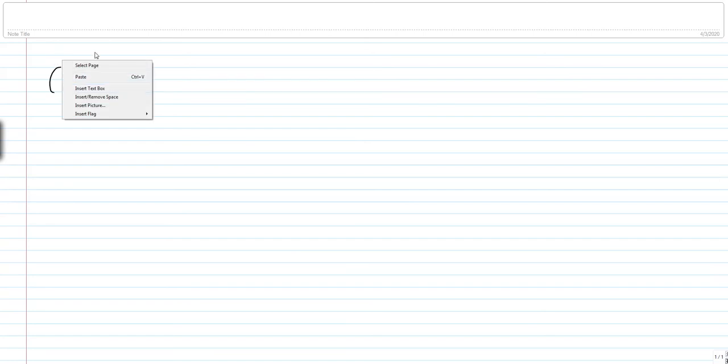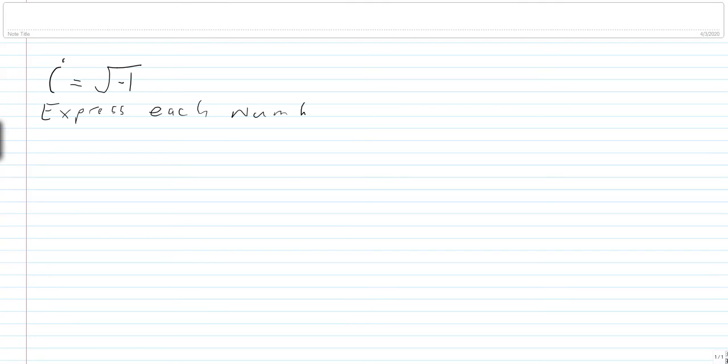The imaginary number i is equal to the square root of -1. So we can now express, using complex numbers, numbers that are negative inside of square roots in terms of i. And I'm writing down some examples for you.